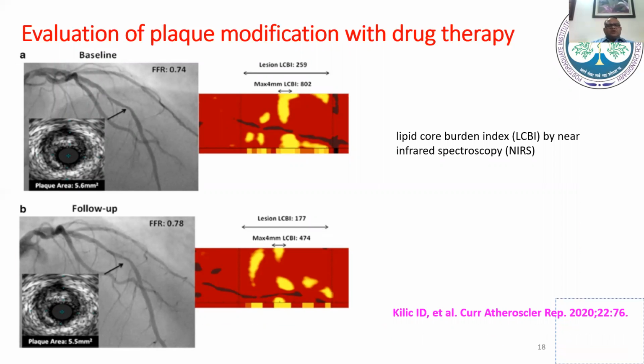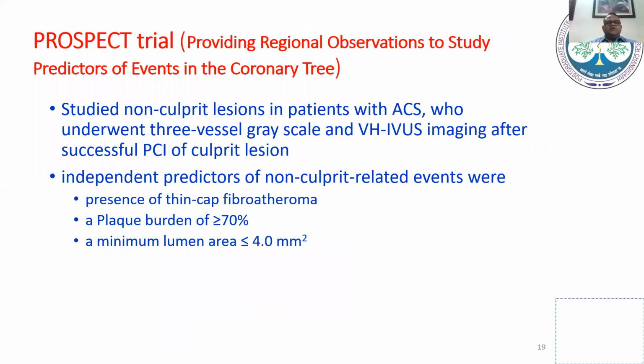In addition to OCT or intravascular imaging, near-infrared spectroscopy can very well clarify, like in the index case, which is taken from one of the publications. The baseline FFR across the lesion was 0.74 with an area of 5.6 millimeters square on the IVUS, which increased to 0.78, with an area of 5.5 millimeters square, following the aggressive lipid therapy. And then the spectroscopy gives an idea about the lipid core burden index, which has markedly decreased compared to the baseline. So drug therapy evaluation at follow-up can be very well assessed by intravascular imaging.